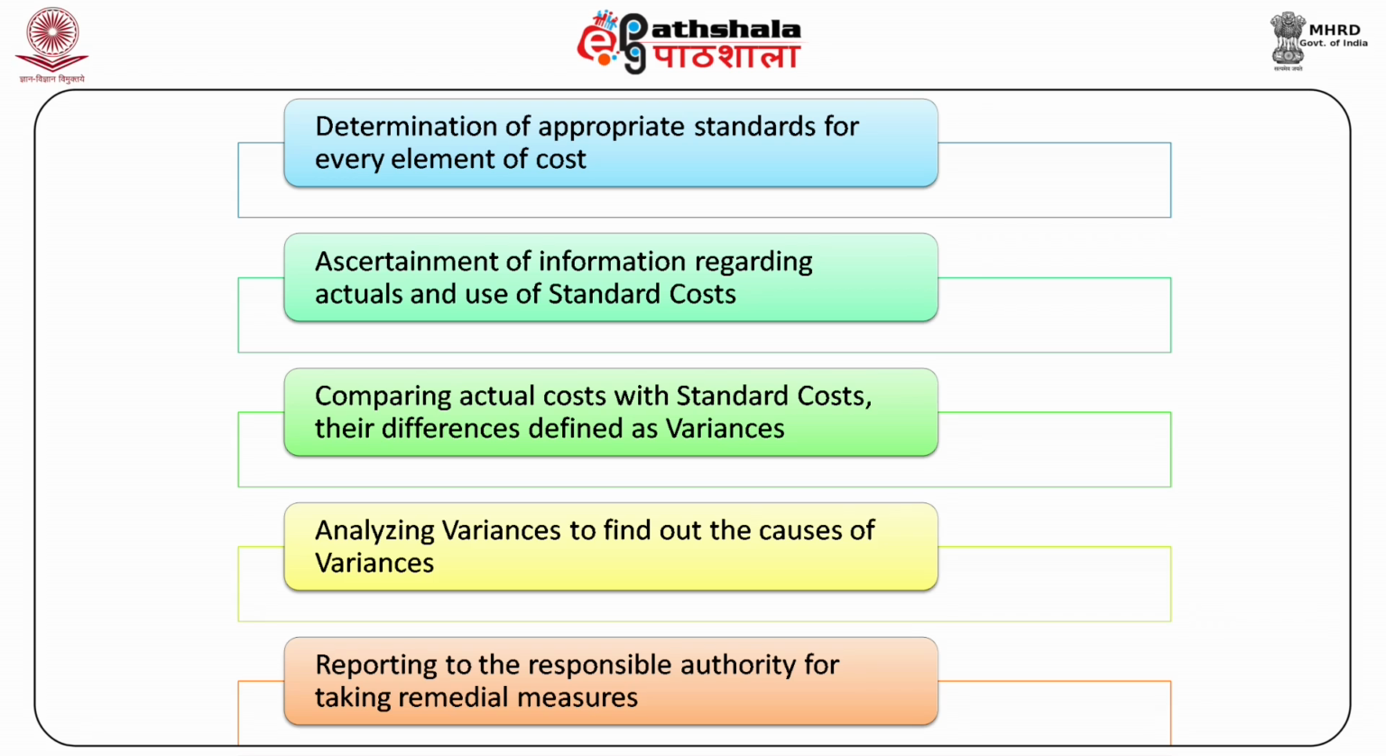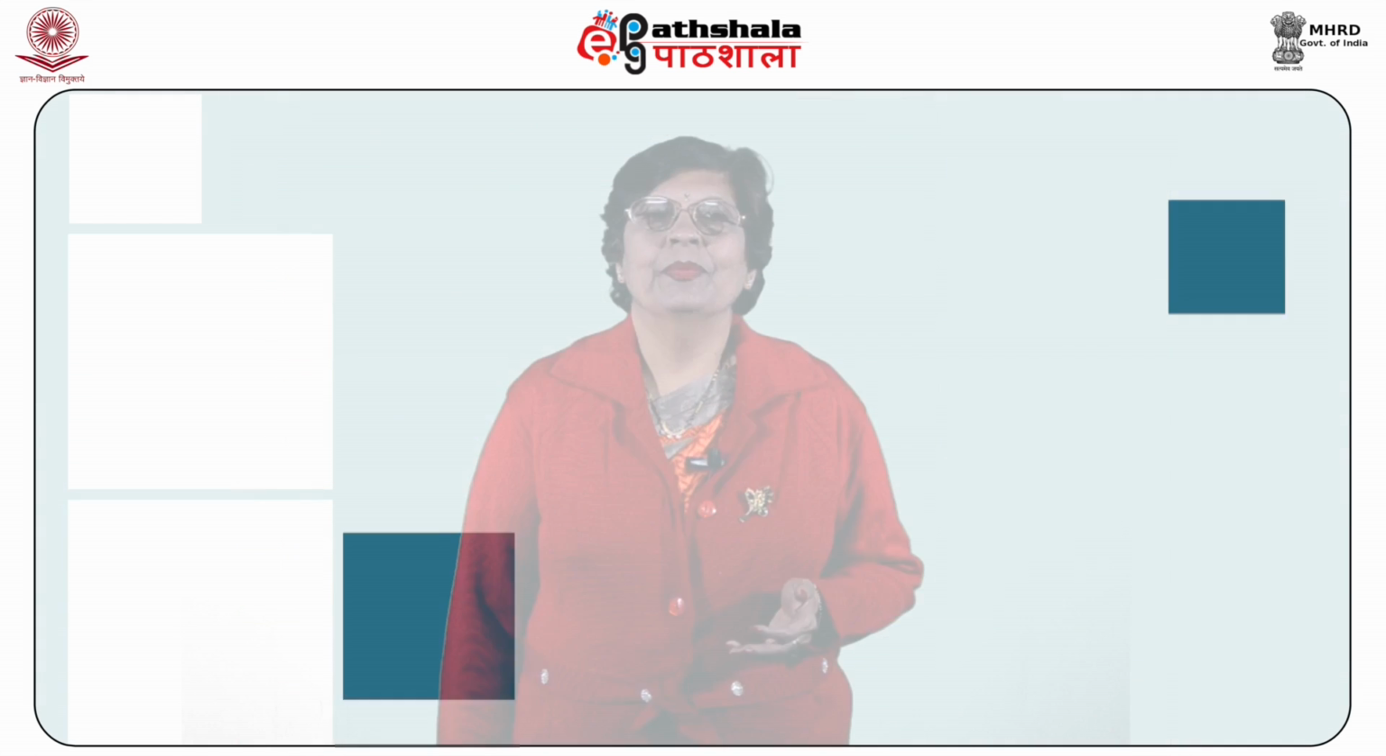2, ascertainment of information regarding actuals and use of standard costs. 3, comparing actual costs with standard costs, their differences defined as variances. 4, analyzing variances to find out the causes of variances. 5, and lastly, reporting to the responsible authority for taking remedial measures.